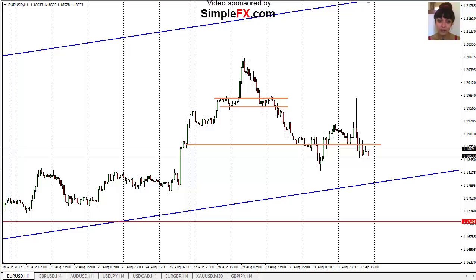So now we're looking at euro-dollar. You can see it's the 1 hour chart, and once again, let's see what happened this week and the possible trades I would have gone for if I were trading.